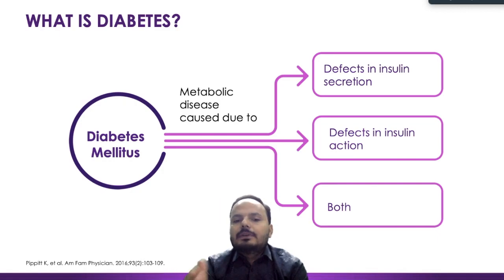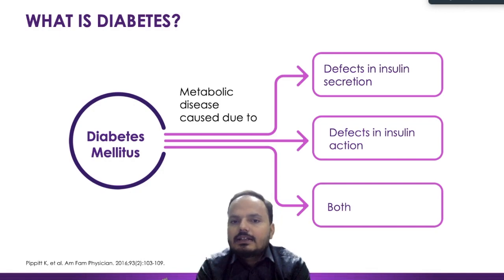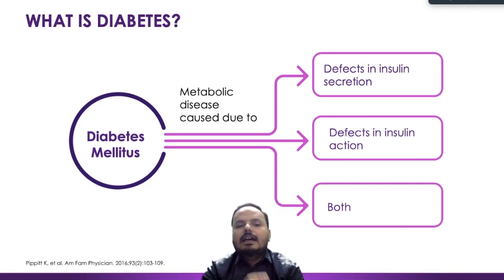But over a period of time, even type 2 diabetes patients will also develop defects in insulin secretion. So in type 2 diabetes, a time will come when they will have both pathophysiologies of diabetes.